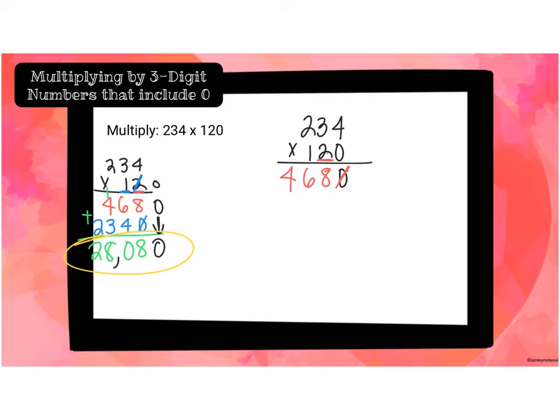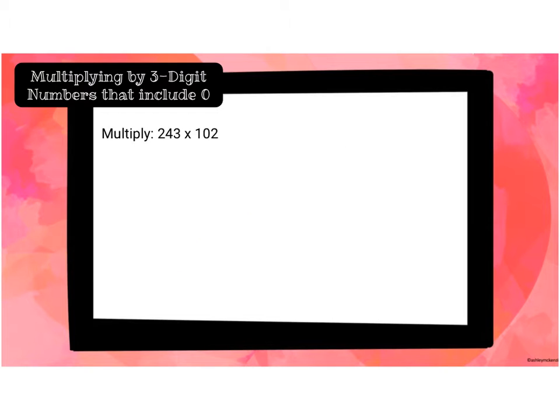Then you could hold this place here and multiply your 1 times 4, 1 times 3, 1 times 2. You're still going to end up with the same thing that we had last time. It's just another way to look at it, which is basically the same thing. All right, so I want you to try this one. It's going to be 243 times 102. See if you notice something different.